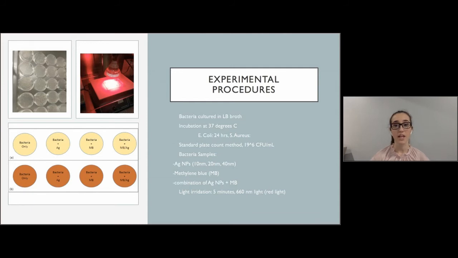Agar plates were then made and inoculated with both types of the bacteria, and each bacteria sample was then combined with silver nanoparticles alone at different size distributions of 10, 20, and 40 nanometers, methylene blue alone, and a combination of the silver nanoparticles at each size distribution as well as the methylene blue. The diagram on the left shows the combination of these bacteria samples for reference. After these plates were made, they underwent light irradiation for 5 minutes utilizing a 660 nanometer light, which falls in the visible spectrum to be red light, as you can see above.